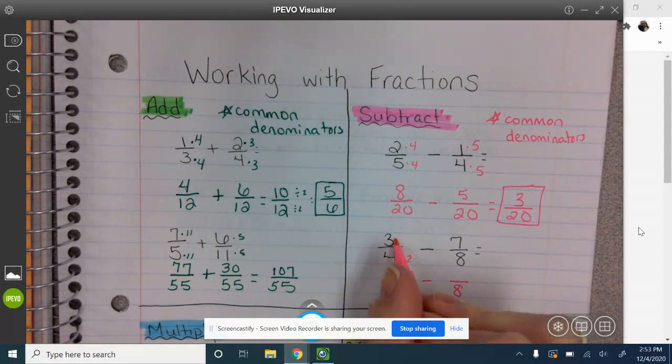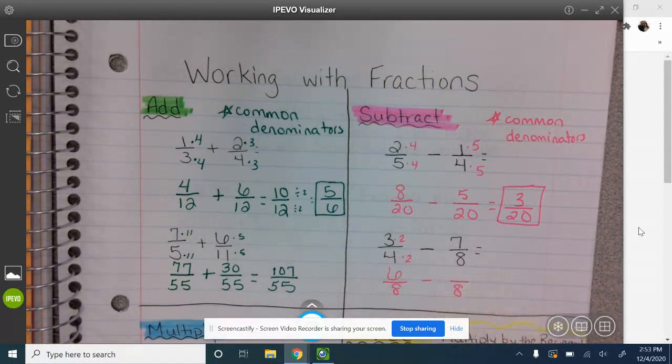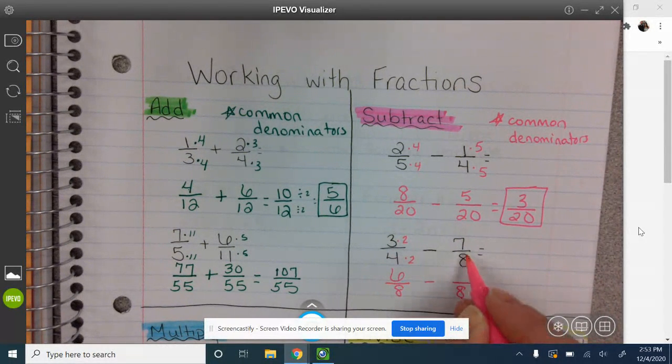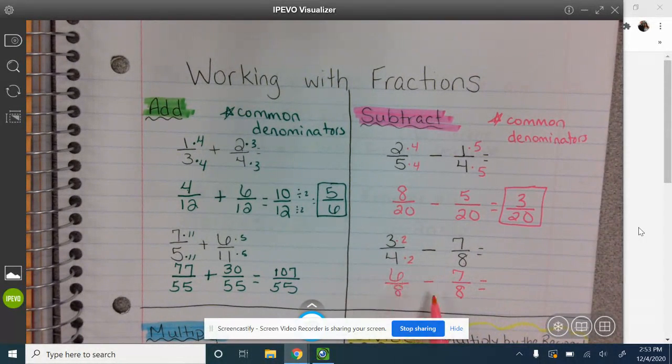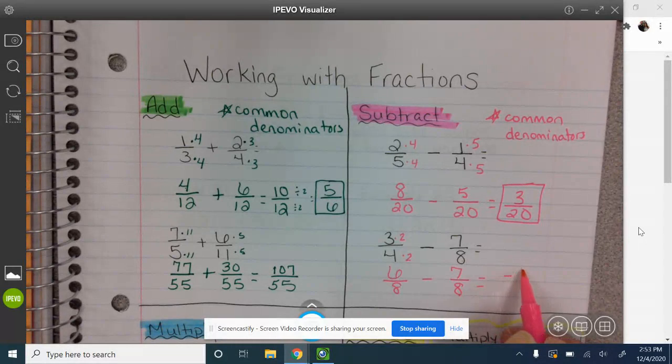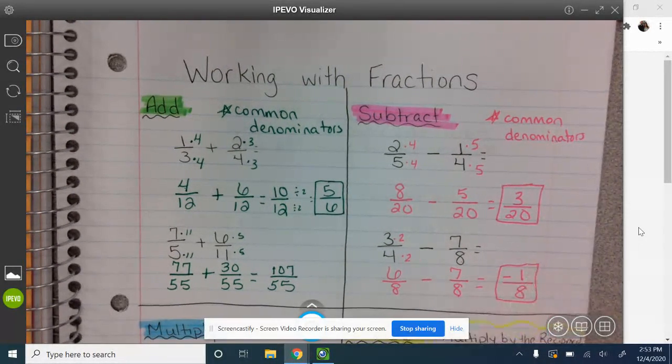4 times 2 gave me 8. So 3 times 2 is 6. 8 doesn't change. 7 doesn't change. So when I subtract, 6 minus 7 is -1. And you keep your denominator of 8. So now, this answer would be -1/8.